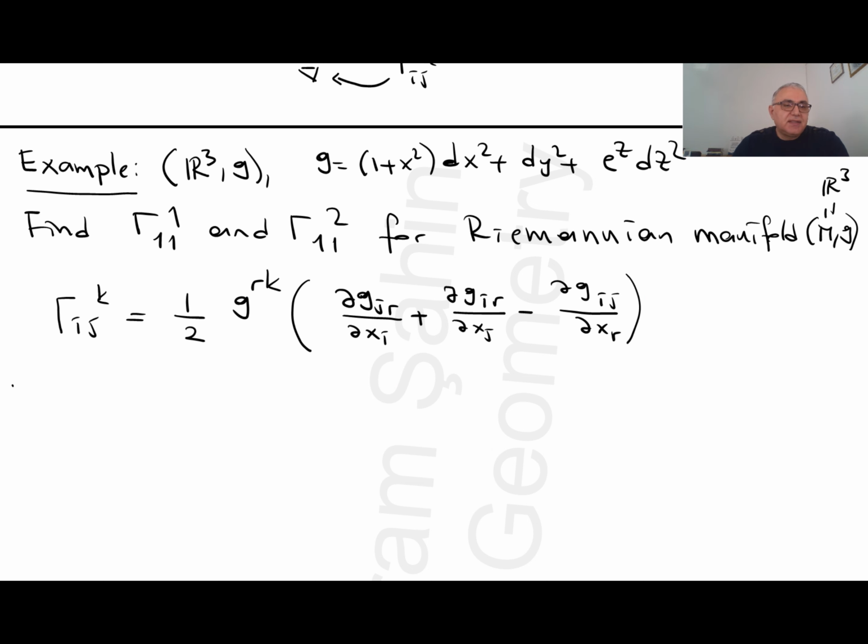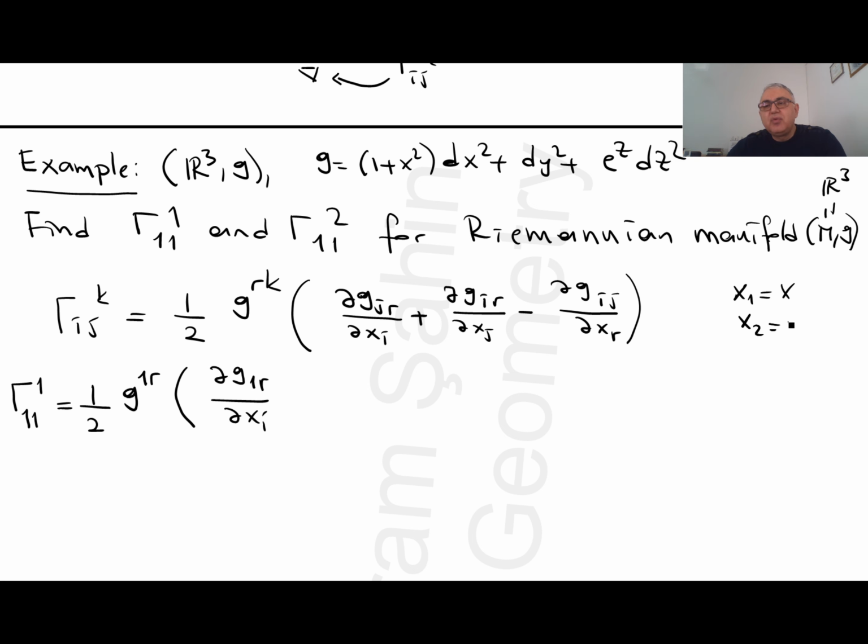Okay, now we will find Γ^1_11. So first let me put this number here. So you have 1/2 g^{1r}, because the metric is symmetric, I can write in this form, no problem. So here we have x^i. So remember x1 will be x, x2 will be y, x3 will be z. So the remaining part is ∂g_{r1}/∂x^1, and so on. Now we take the summation over r.